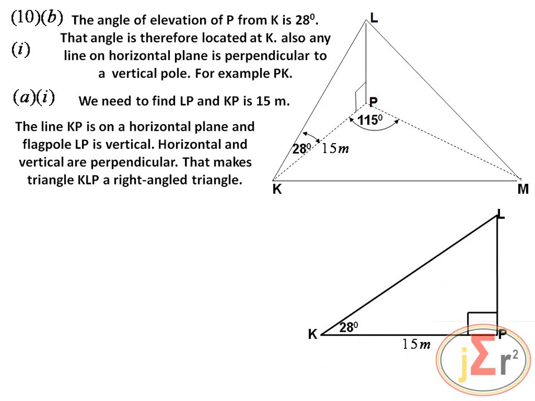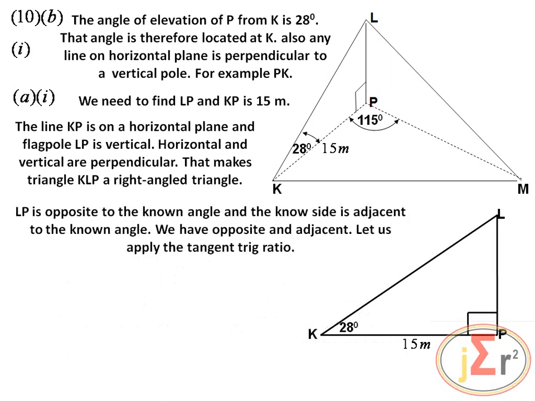So there we have the right angled triangle. LP is opposite to the known angle, and the known side is adjacent to that known angle. We have opposite and adjacent. Let us apply the tangent trig ratio. We need to find this. This one is opposite to this angle. This one is adjacent. Opposite and adjacent is tangent. And tangent is equal to opposite over adjacent.